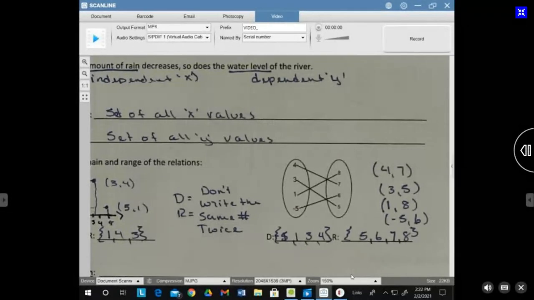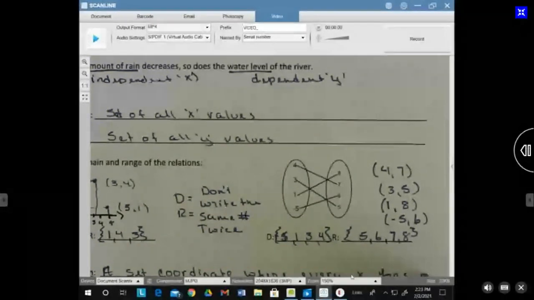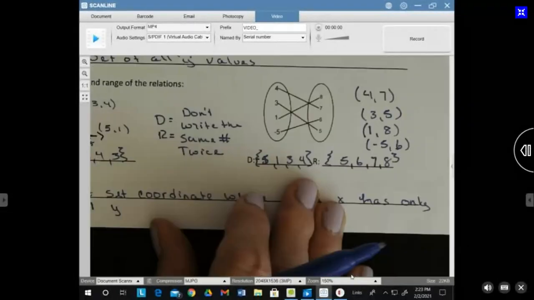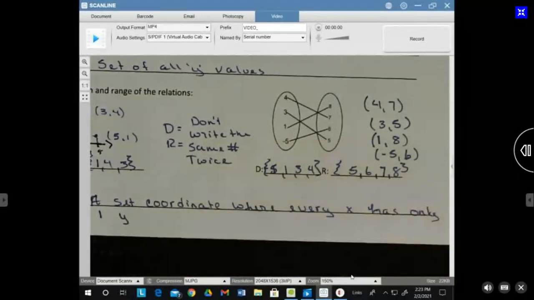A function is a set of coordinates where every X has only one Y. Would it be wrong if you write the same number twice? It won't be wrong. I won't count it wrong, but it doesn't make any sense to really.